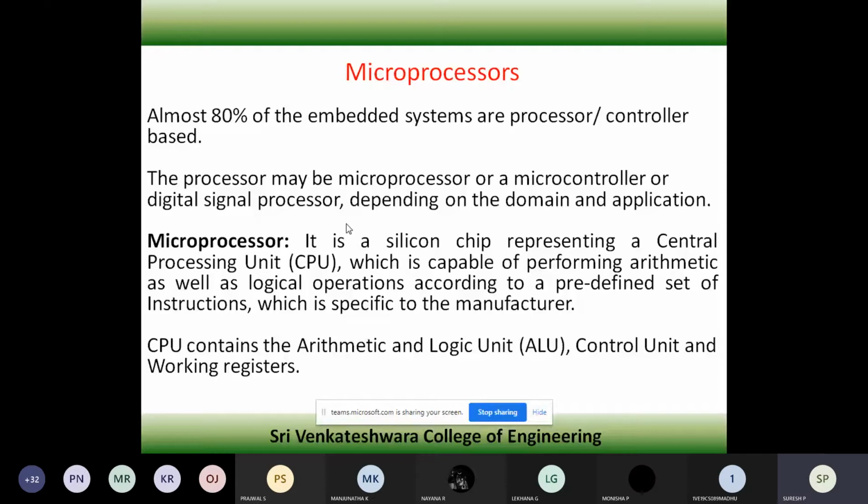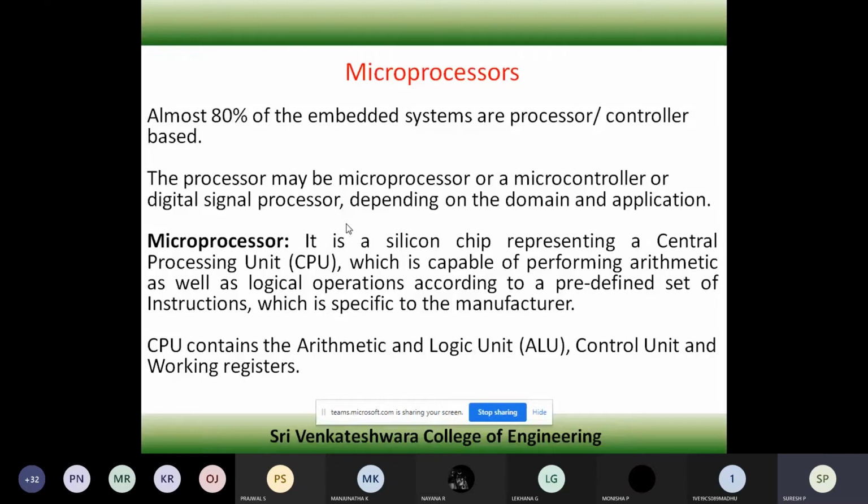Now, whenever you have the predefined set of instructions, all those instructions are specific to the manufacturer. You have to keep that in mind. Whether you take any microprocessor, microcontroller or digital signal processor, the instruction set for that particular processor will be specific to that particular manufacturer.